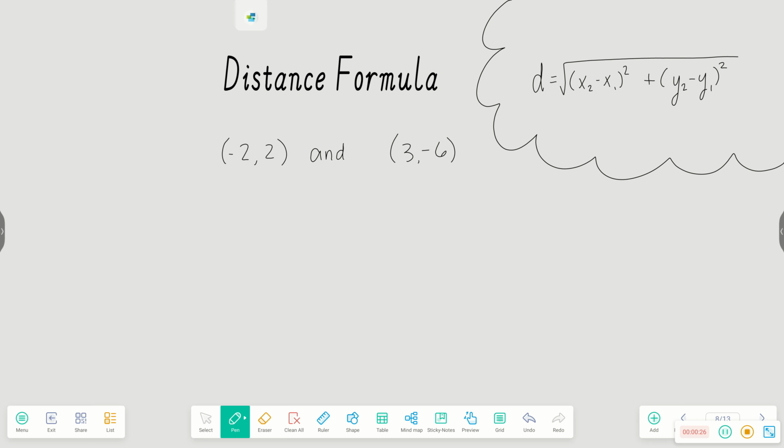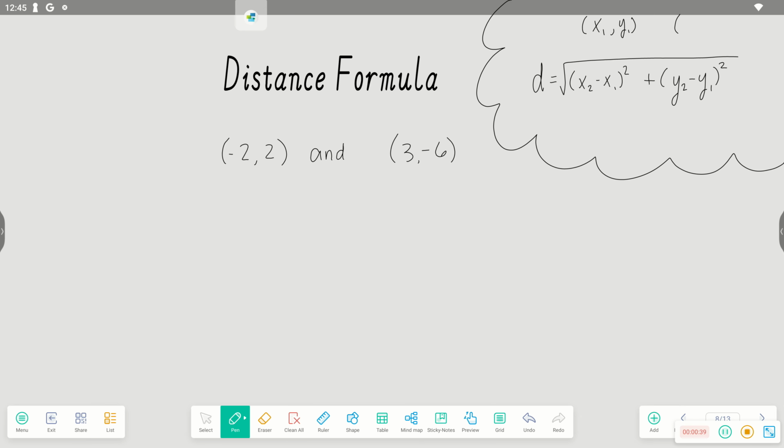So in the distance formula, x1, y1 is just one of the points. It's just the x value and the y value in the first point, whichever you decide is the first one. And x2, y2 is just the numbers in the point that you decide to be the second one.